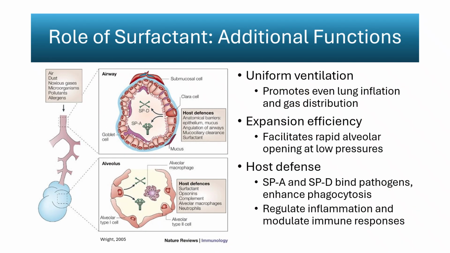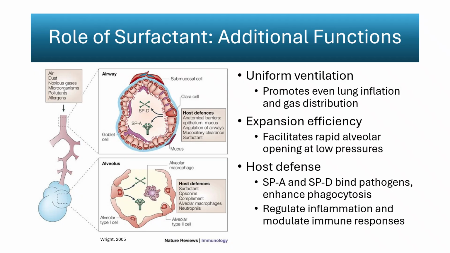Surfactant not only lowers surface tension, but also ensures uniform ventilation. By spreading evenly across alveoli, it promotes simultaneous opening of lung units, limiting regions of overdistension and underinflation. This uniformity improves gas distribution and efficiency of ventilation. Surfactant also facilitates rapid alveolar expansion at low opening pressures, which reduces the energy cost of inflation and spares respiratory muscle effort in neonates with limited reserve.